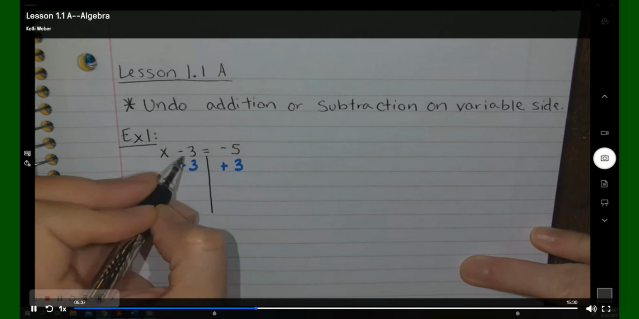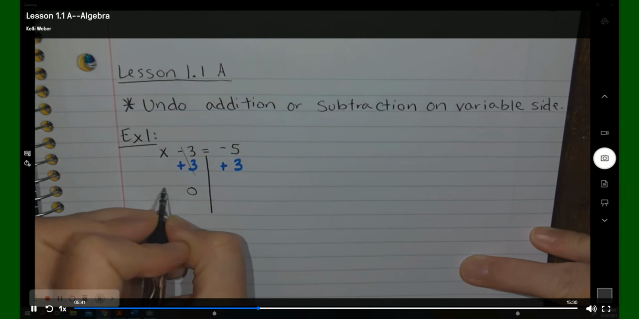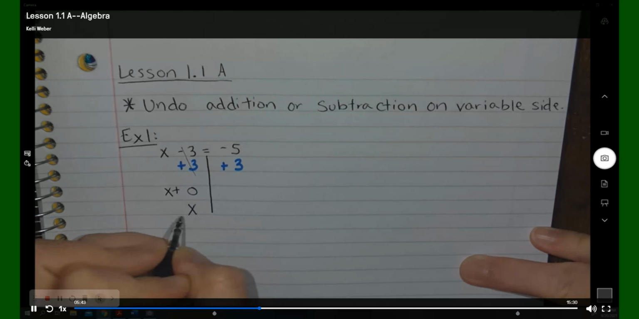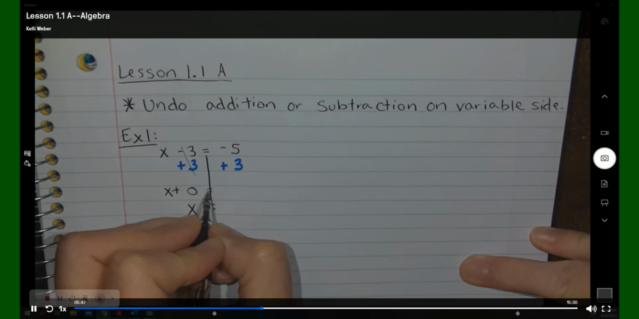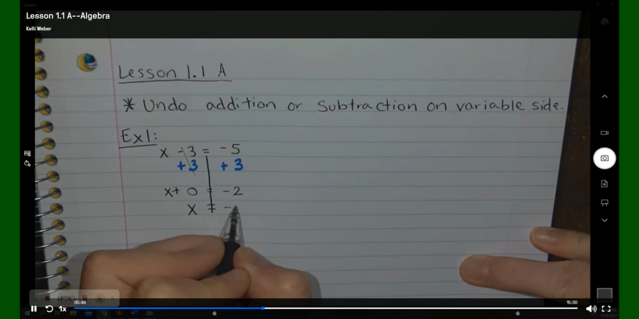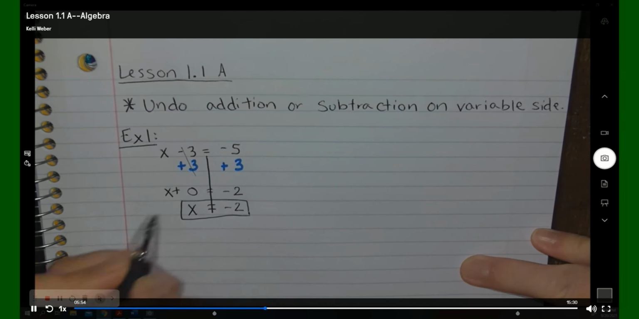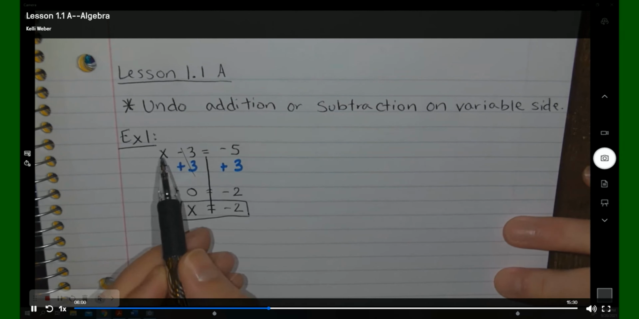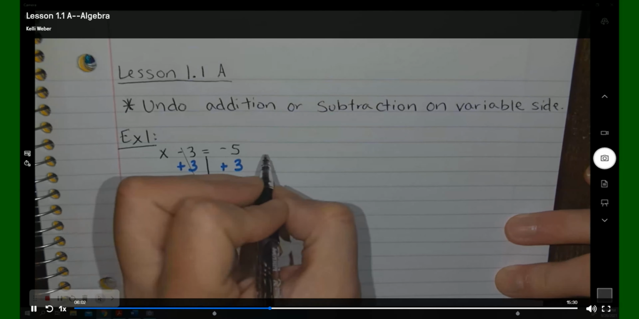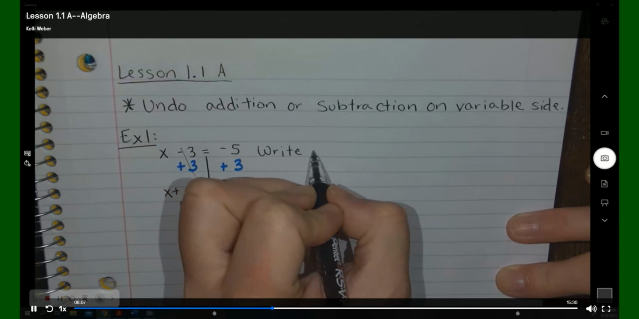So negative 3 plus 3 makes 0. So I'm left with x plus 0, or just x. And then negative 5 plus 3 gives us negative 2. So then I'm going to carry it down here. x equals negative 2. Now, sometimes you're going to be asked to justify how did we get here. The first way that we justify is always that we write the equation.